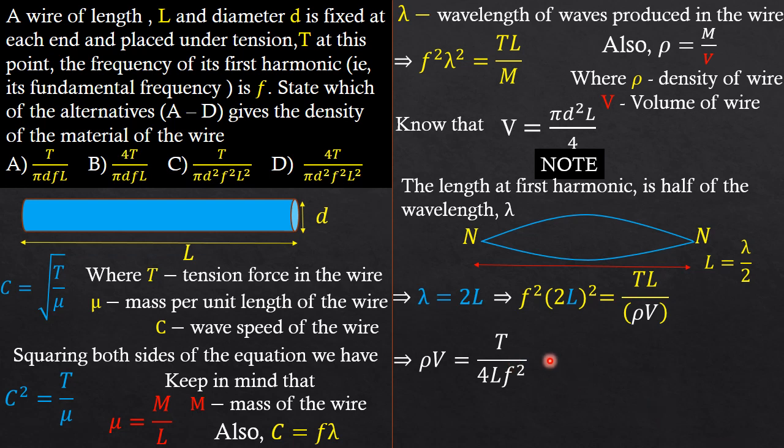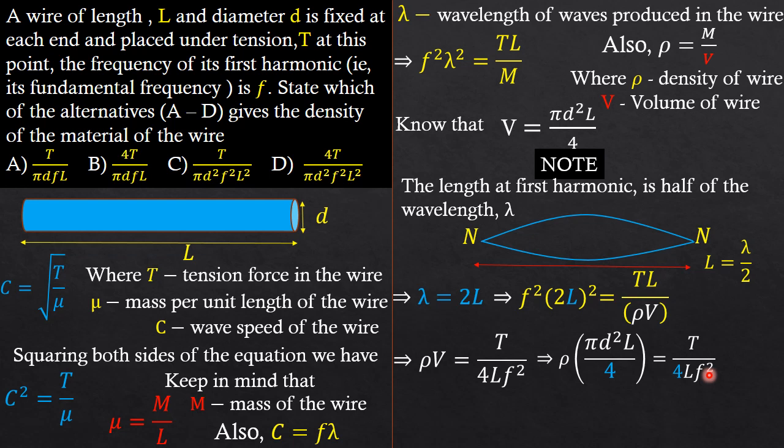Then, friends, at this point in time, we can replace V by its value. Keep in mind that V is simply the volume of the wire. So if we replace everything by its value, we are going to have rho, which is the density, because we have to solve for rho, into our volume, which is simply pi times d squared L over 4. That is equal to T over 4L f squared.